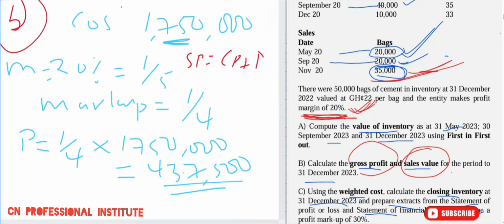So plus profit. Remember this. To get our selling price, that is the sales volume or the sales value here, we have to add the cost price to the profit. So what's the cost price? 1,750,000. Our profit is what?